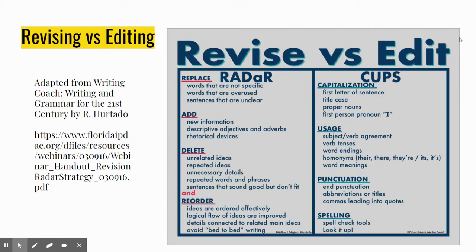RADaR and CUPS are acronyms. RADaR stands for replace, add, delete, and reorder. CUPS stands for capitalization, usage, punctuation, and spelling.